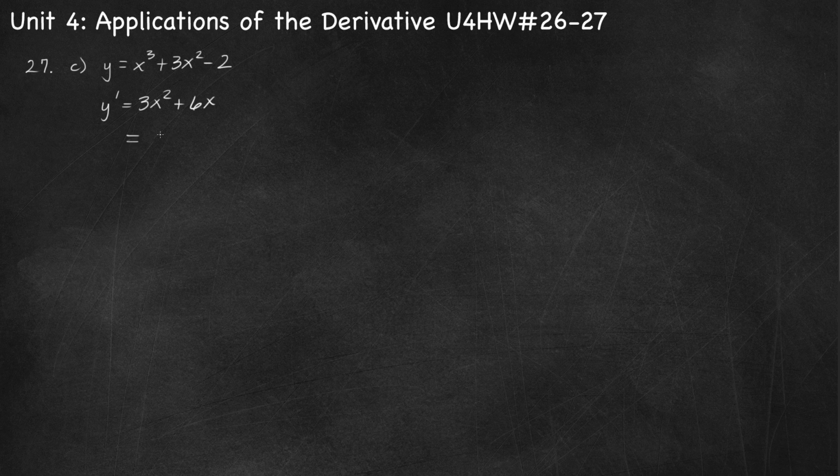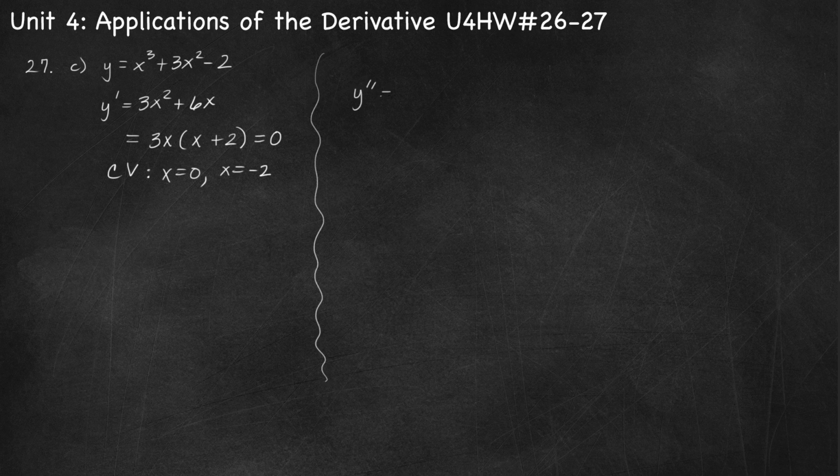I want to know where that's equal to 0. I'm going to factor out a 3x, leaving me x plus 2. So we're going to set that equal to 0 and solve. We get x equals 0 or x equals negative 2. Those are my critical values. So I could do a first derivative test from here, but the second derivative test is actually going to be faster. The second derivative is 6x plus 6. If I want to factor that, it's 6 times x plus 1. Factoring it makes it easier to substitute in values.